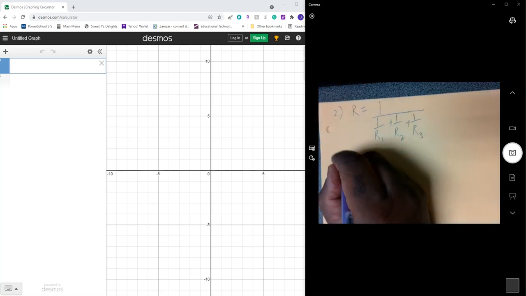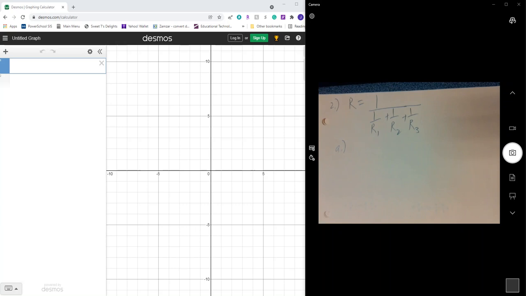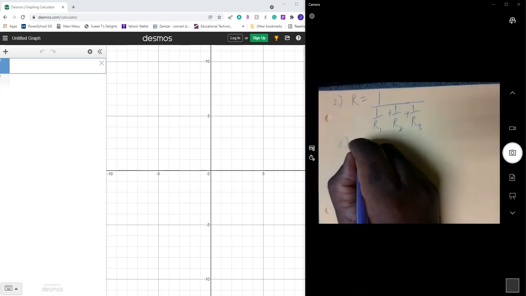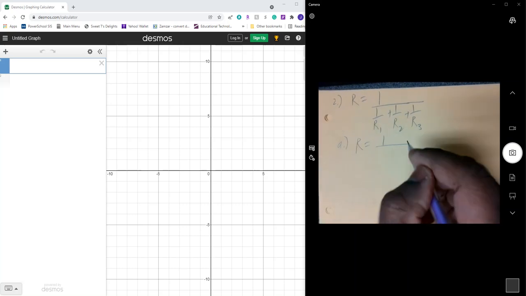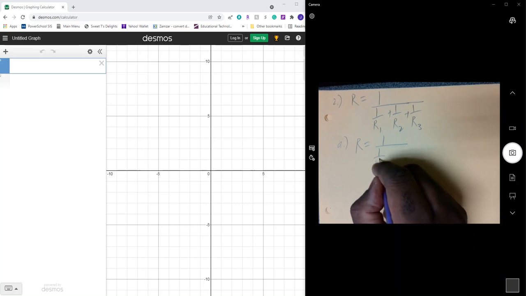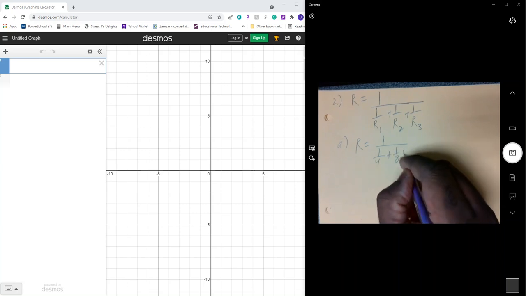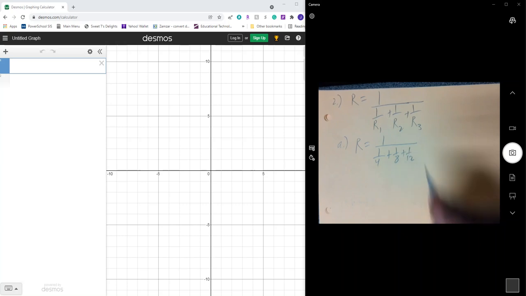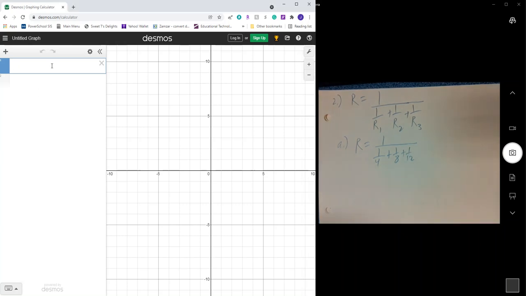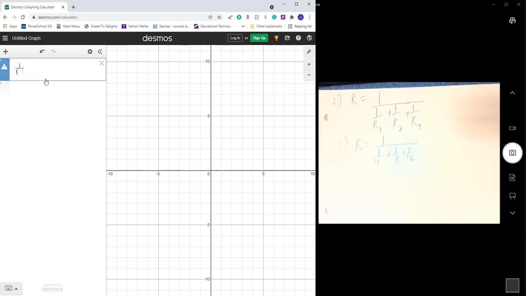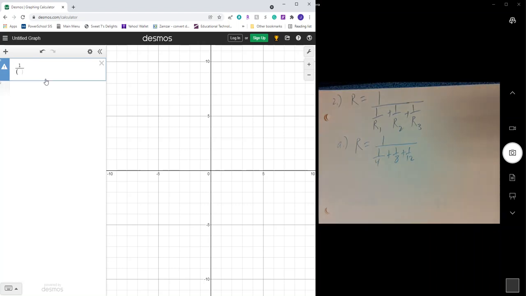So we have 2A. It says determine R if R1 is 4 ohms, R2 is 8 ohms, and R3 is 12 ohms. So we have R is equal to 1 over, it'll be 1 over 4 plus 1 over 8 plus 1 over 12. Now we could put this in our Desmos calculator. So we could do 1 divided by, and then here we would have to break out a few parentheses to make it a little bit easier.